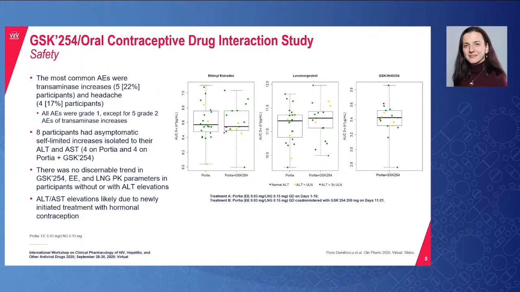The figure on the right shows box plots of ethinyl estradiol, levonorgestrel, and GSK254, segregated by the treatment, either on Porsche or Porsche plus GSK254, and with the individual PK parameters color-coded by ALT, with green being normal, yellow being ALT greater than the upper limit of normal, and red being ALT greater than 3 times the upper limit of normal, which is the stopping criteria. The fact that the spread of the individual PK parameters is similar for all ALT subgroups indicates that there were no discernible trends in the PK parameters in participants without or with ALT elevations. These elevations are likely to be due to newly initiated treatment with hormonal contraception.